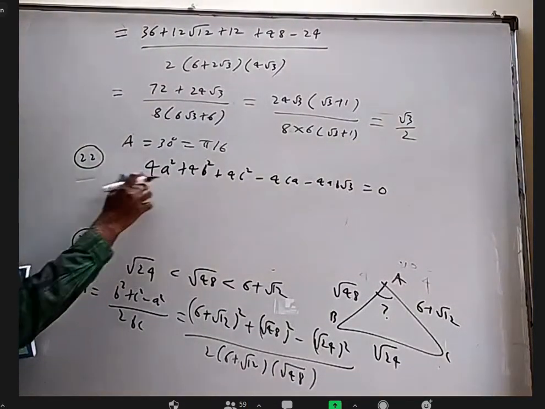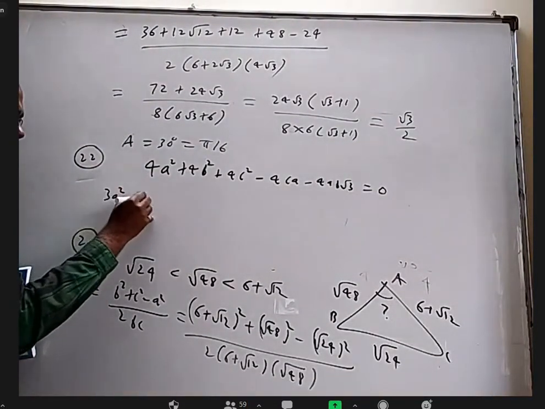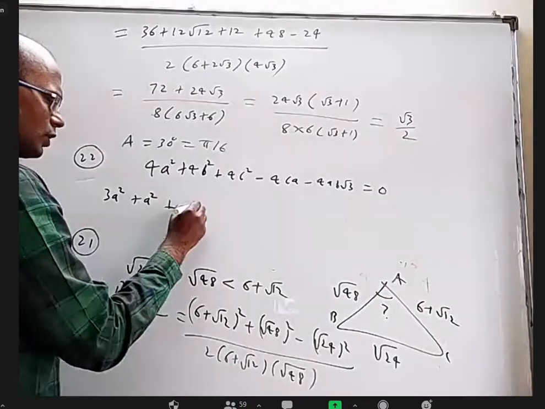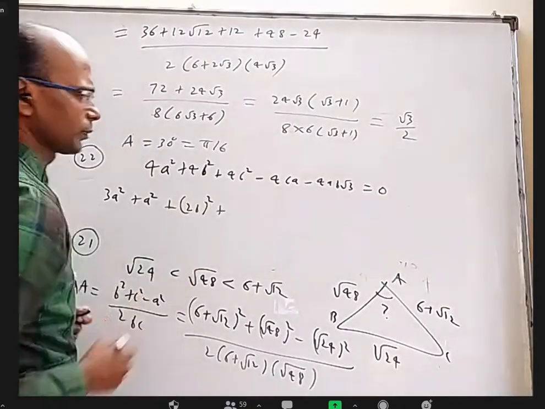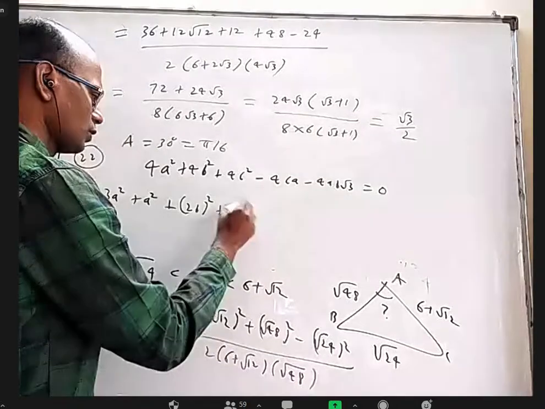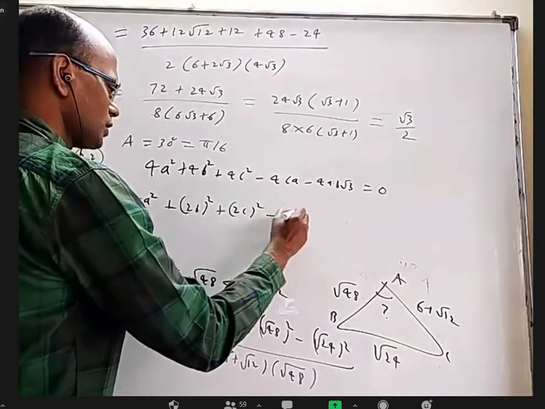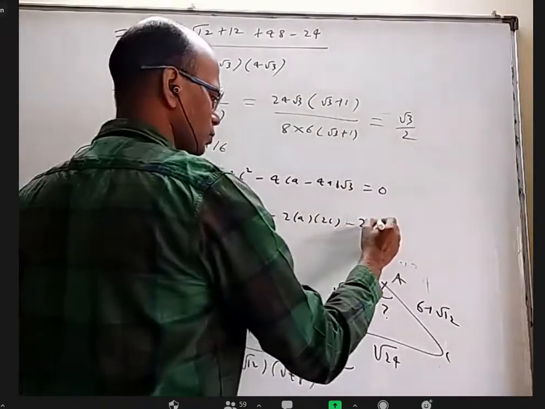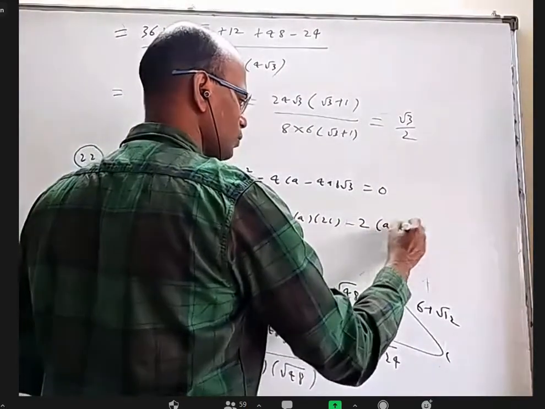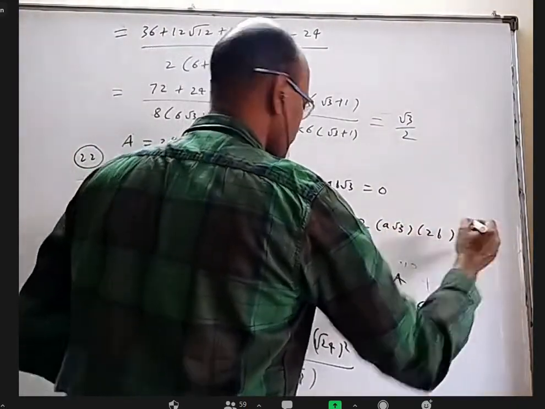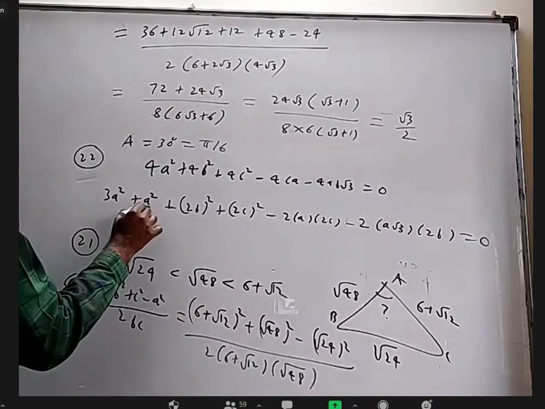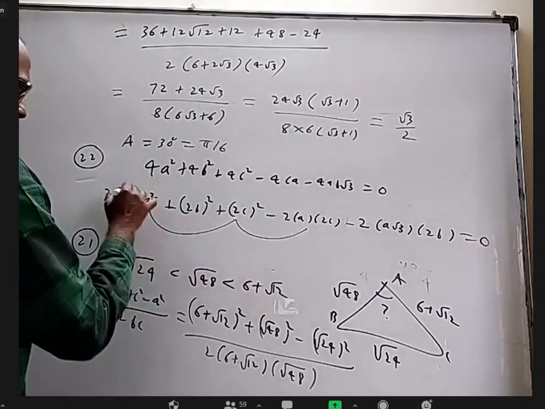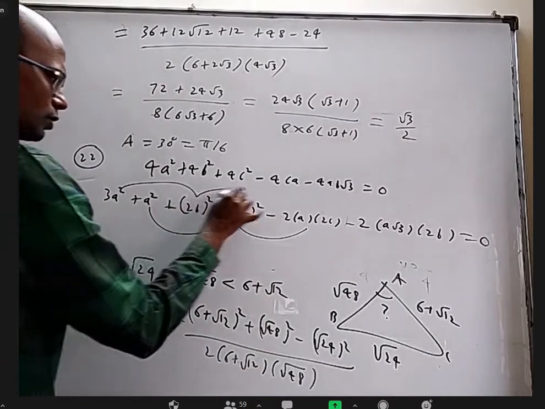4a square, I am going to write as 3a square plus a square. 4b square, I am going to write as 2b whole square. 4c square, I am going to write as 2c whole square. Minus 4ca is 2 into a into 2c. 4ab into root 3 is 2 into a root 3 into 2b, equal to 0. I'm going to combine this, and this one, and this one.